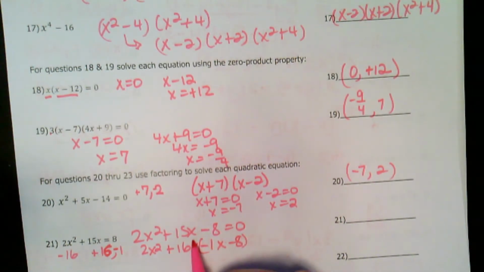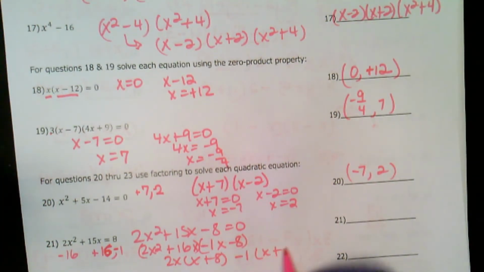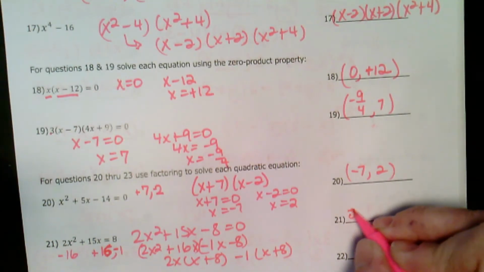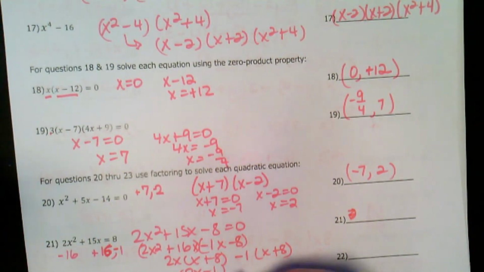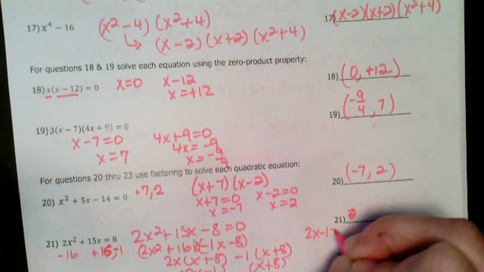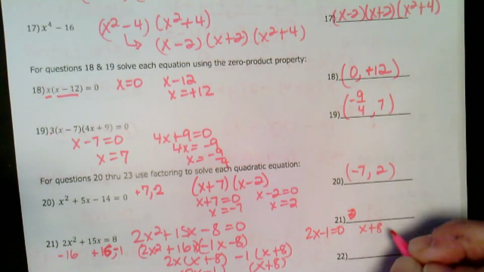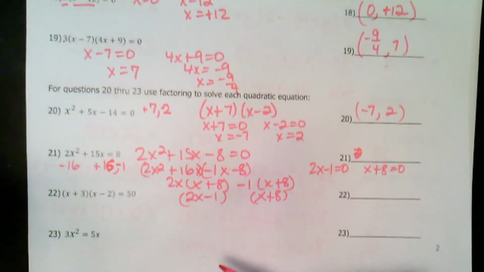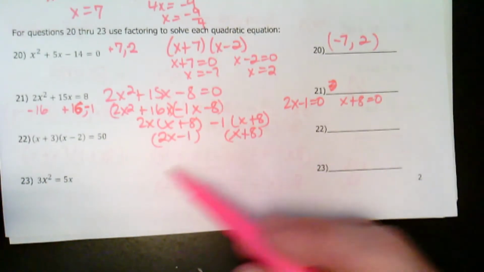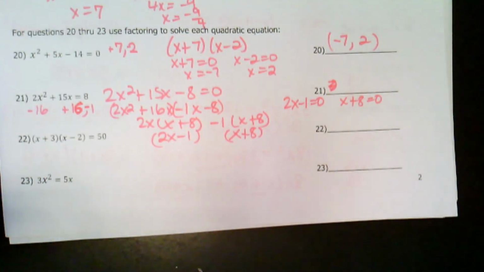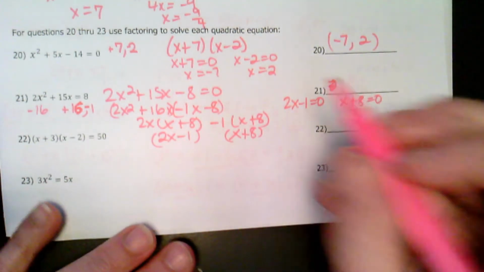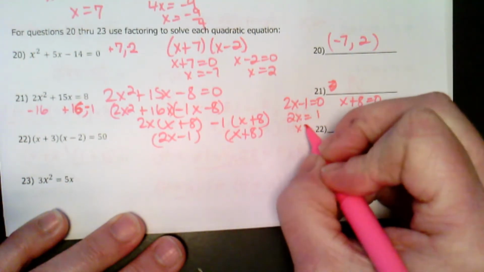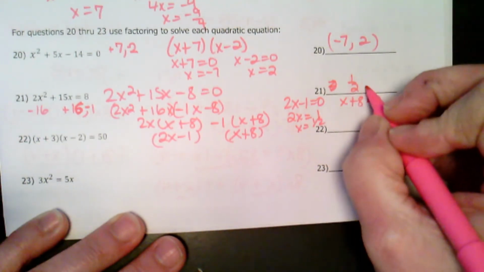Then we're going to group it. And then I have 2x minus 1 and x plus 8, and then we need to set both of those to 0. So the difference between what you're doing here and what we did on the front page is here they actually want an answer. What makes that problem true? The other one we're just factoring. So we get a half and negative 8.